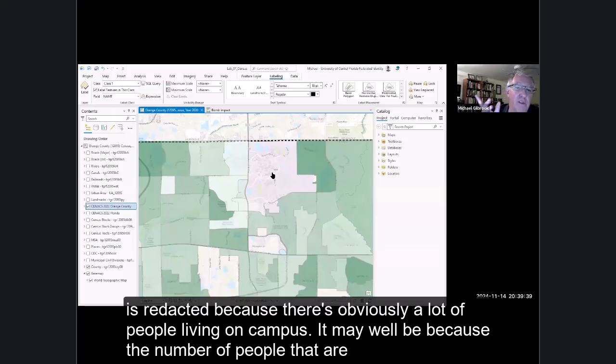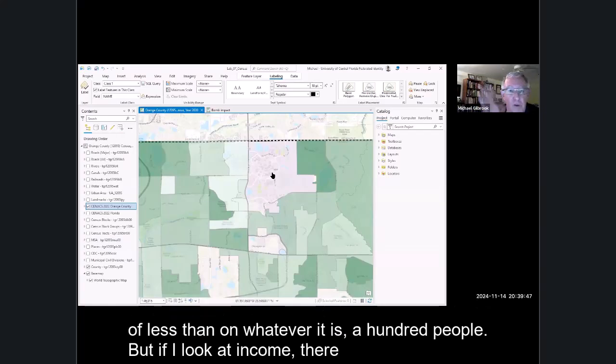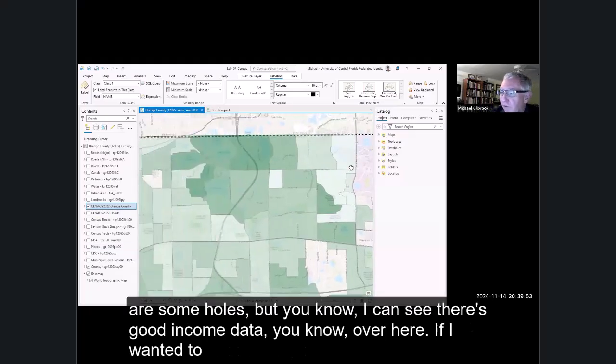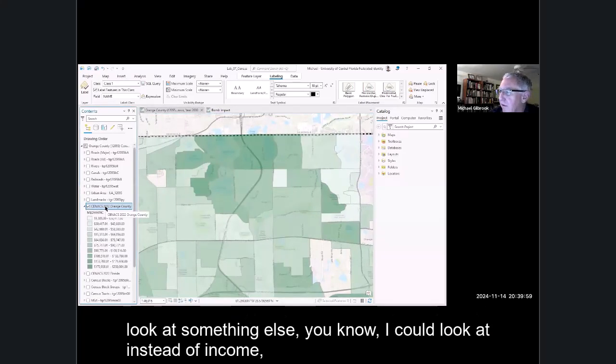It may well be because the people filling out the census are all filling them out at home and not on the campus, and it ends up being a total population of less than, whatever it is, 100 people. But if I look at incomes, there are some holes, but I can see there's good income data over here.